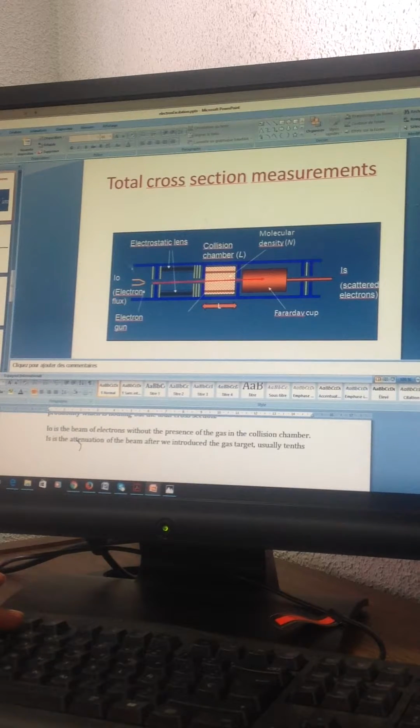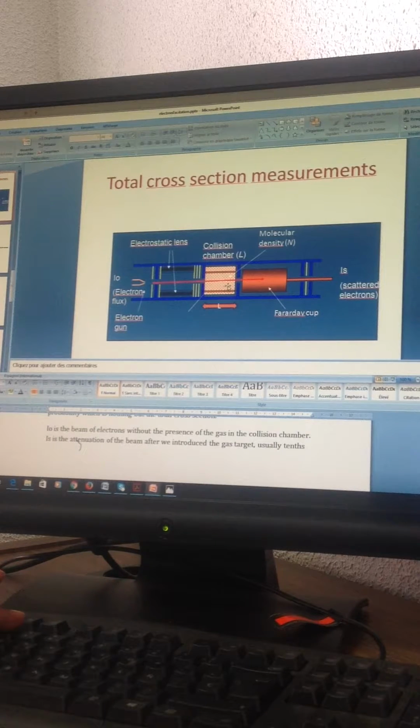So how do we get it from this bunch of electrons, which is the electron flux generated by the electron gun? E0 is the beam of electrons without the presence of gas in the collision chamber, and you measure it at the detector here, which is a Faraday cup, for example, when the collision chamber does not contain any gas, and then you get your E0.